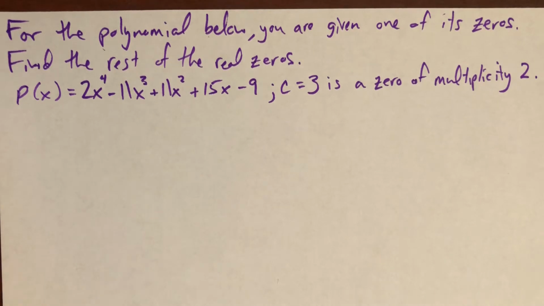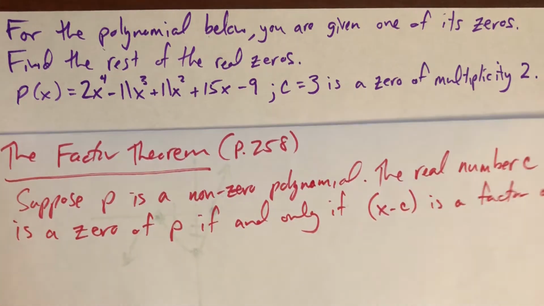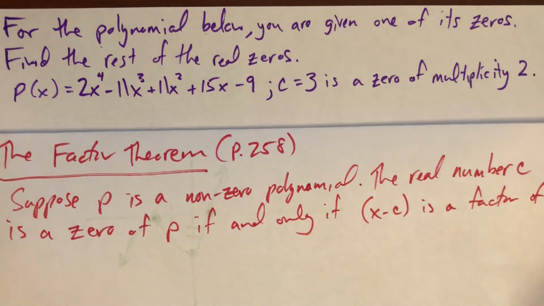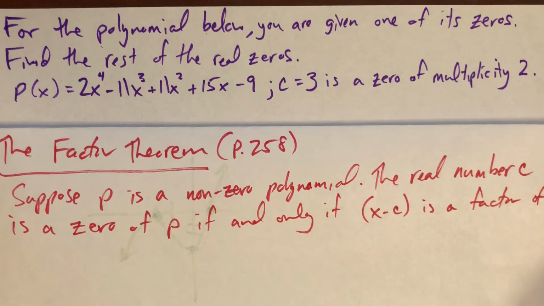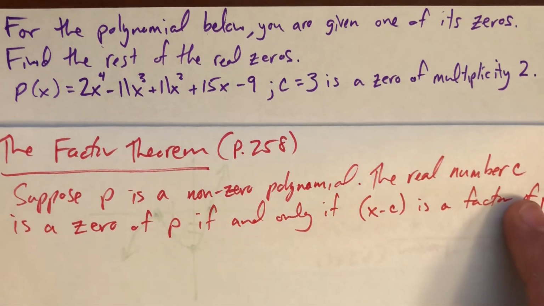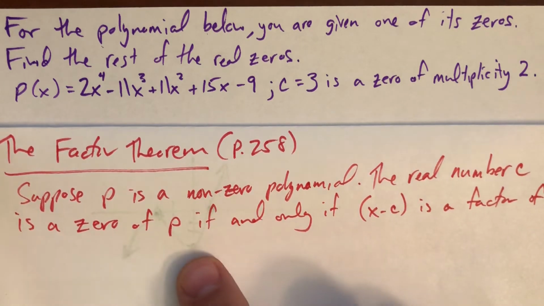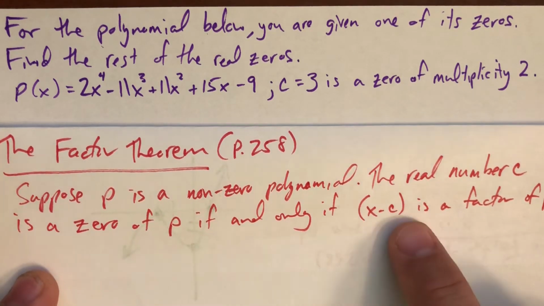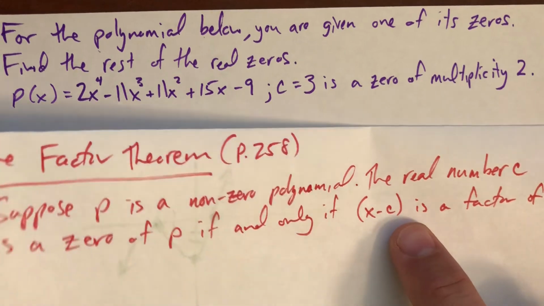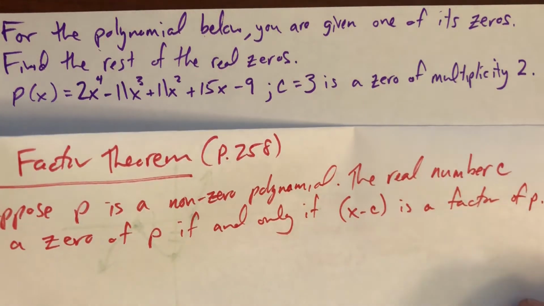All right, so what we want to do here is be a little bit tricky. Maybe tricky is not the right word. I don't know, savvy? Who knows? But at the end of the day, we're just going to apply the factor theorem here. Remember from earlier, if we have a non-zero polynomial and the real number c is a zero of p, then that means that x minus c is a factor of p. So this is the factor theorem.